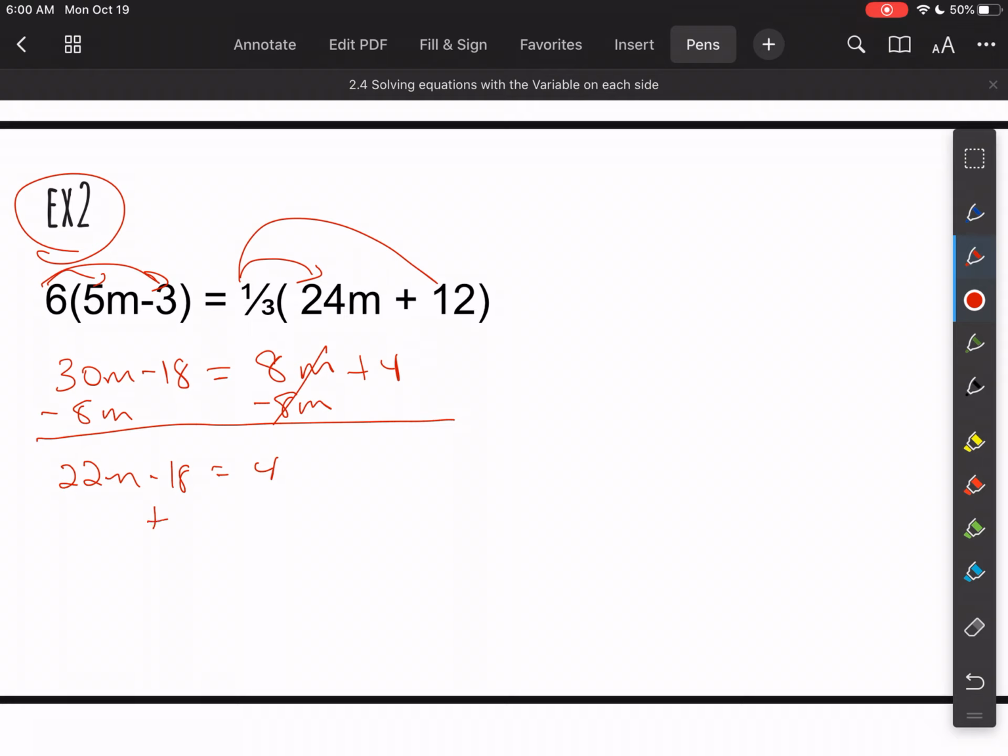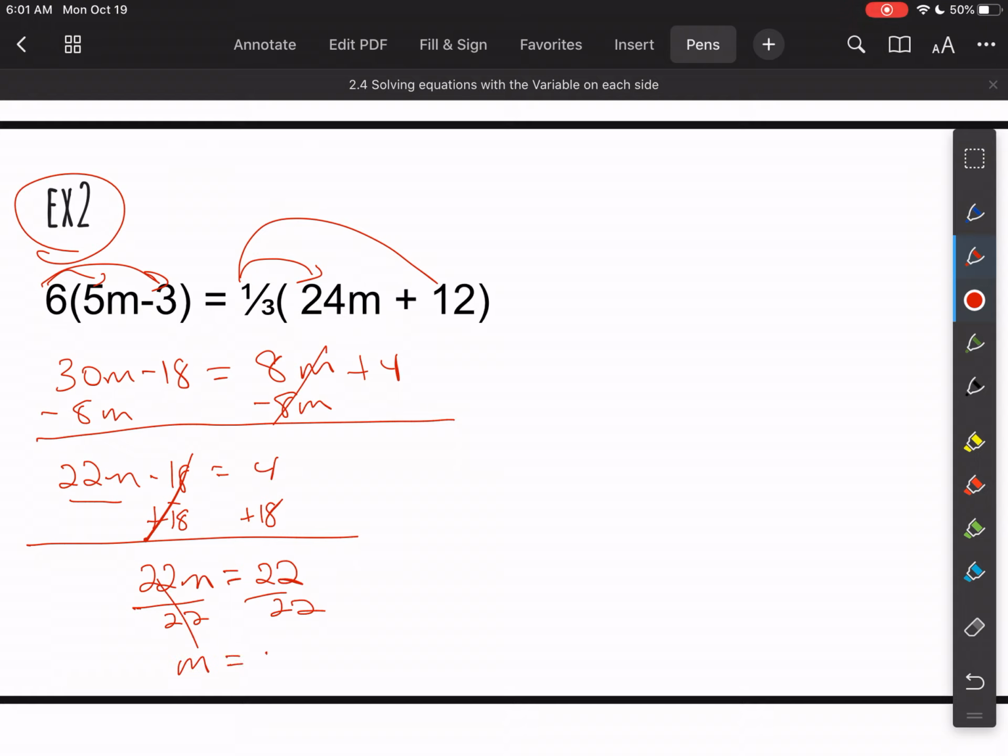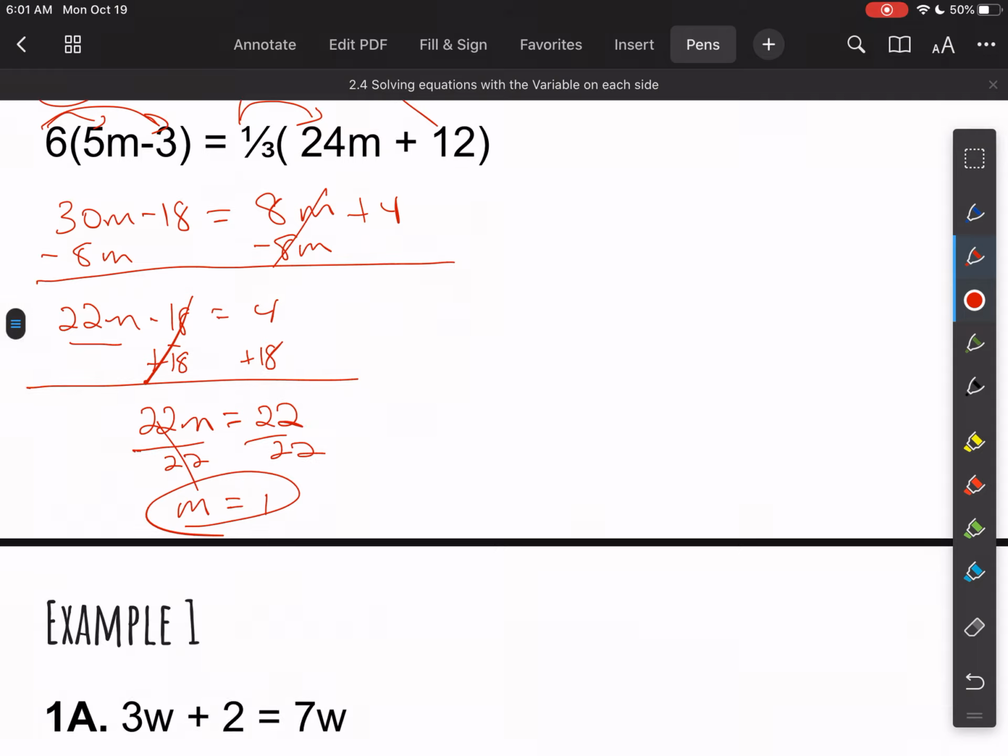Then I got to move the 18 over. So what was happening between the 22m and the 18? Subtraction. I am going to add 18 to undo that, because negative 18 plus 18 goes to 0. I'm trying to make that go to 0. So that I'm left with 22m on this side is equal to 22 on that side. And then the final step, use division. The last thing that's happening between this m and the 22 is multiplication. So I'm going to divide both sides by 22 in order to get m all by itself. That's the goal. And it says m is equal to 1.